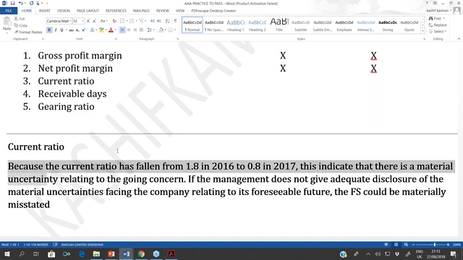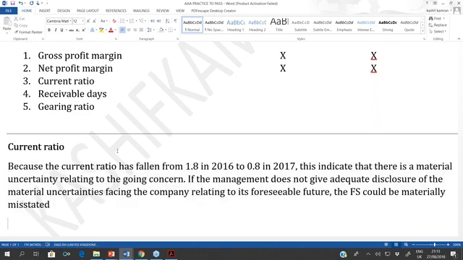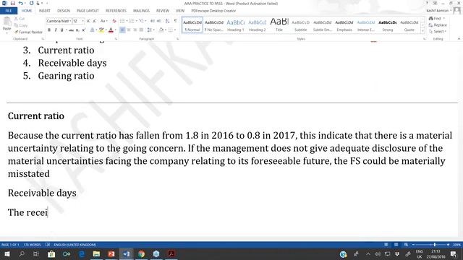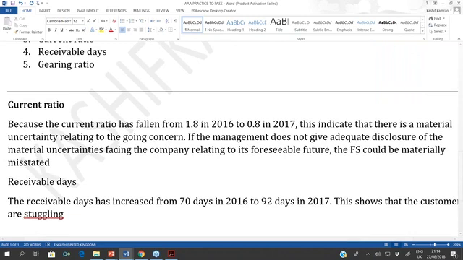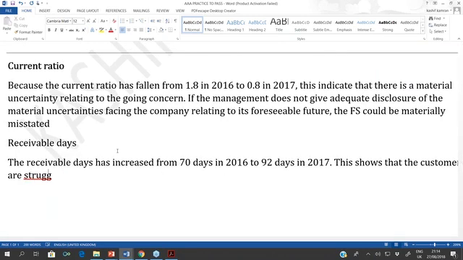Secondly, I think the receivable days have increased a lot. So I'll put my next heading and I'll say receivable days. I'll say the receivable days have increased from 70 days in 2016 to 92 days in 2017. This shows that the customers are struggling to pay on time or are taking more time to pay.